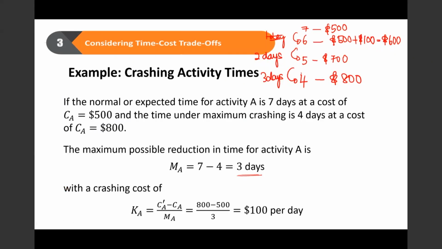So crashing days increase, meaning that I'm reducing the time it takes to complete the project. If I crash 1 day, from 7 days it will become 6 days to complete activity A. If I crash it by 2 days, that means an activity that originally requires 7 days at $500 is now 5 days. I can finish it faster, but the cost is now at $700. As the manager, you then need to decide, is this the right decision to make?